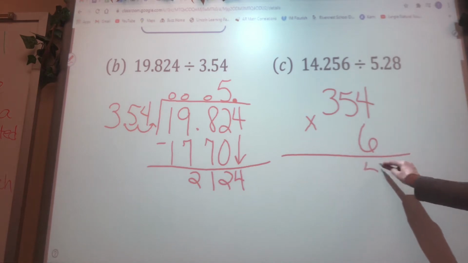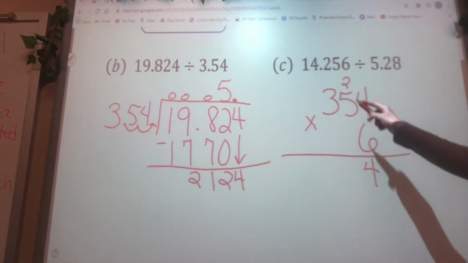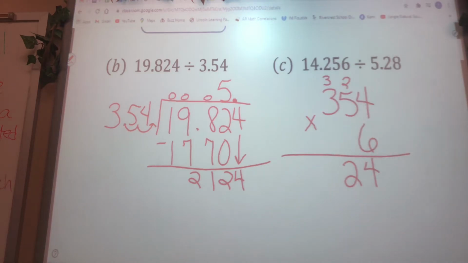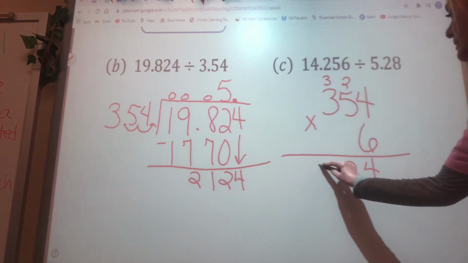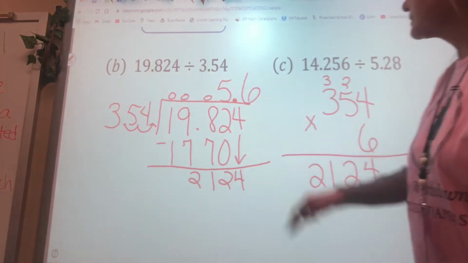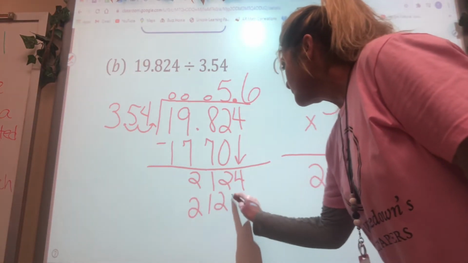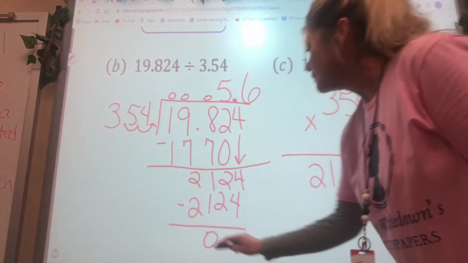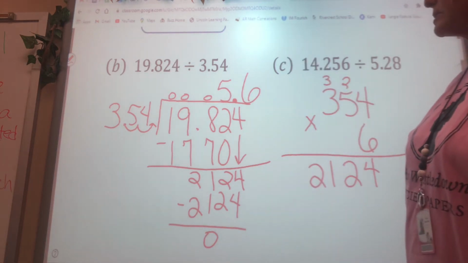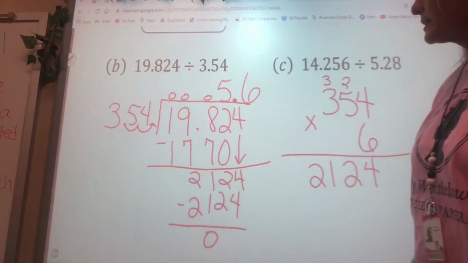6 times 4 is 24. Carry my 2. 6 times 5 is 30, plus the 2 that I carried is 32. 6 times 3 is 18, plus the 3 that I carried is 21. And yeah, it'll go 6 times. So we have 6. We don't have to do the math again because we did it to the side. We subtract, and we have a remainder of 0. So 19 and 824 thousandths divided by 3 and 54 hundredths is 5 and 6/10.